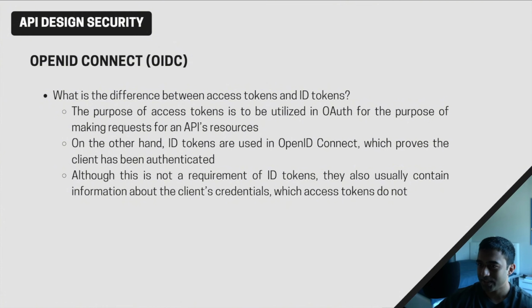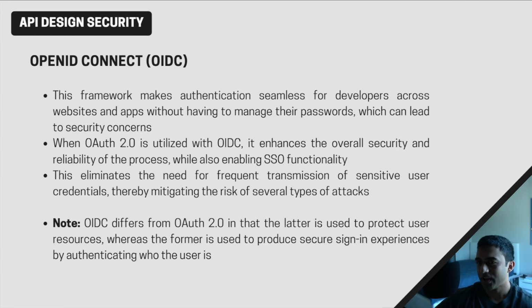So what is the difference between access tokens and ID tokens? The purpose of access tokens is to be utilized in OAuth for the purpose of making requests for an API's resources. On the other hand, ID tokens are used in OpenID Connect, which proves the client has been authenticated. Although this is not a requirement of ID tokens, they also contain information about the client's credentials, which access tokens do not. So this framework makes authentication seamless for developers across websites and applications without having to manage their passwords, which can lead to security concerns.